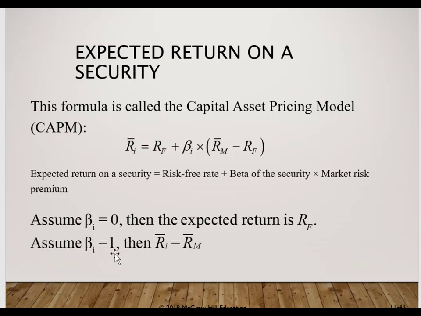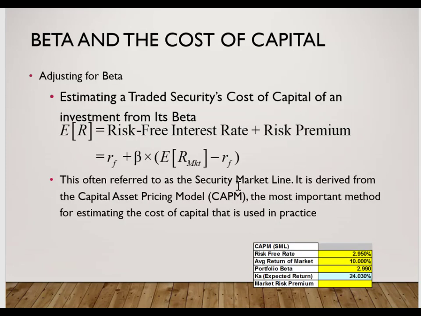What would happen if beta was greater than 1? What if it was 2.0? Again, the market risk premium component would be twice as big as it was for the marketplace. So the rate of return would be the risk-free rate plus 2 times the market risk premium. So again, the size of the beta is what drives the return of the asset.